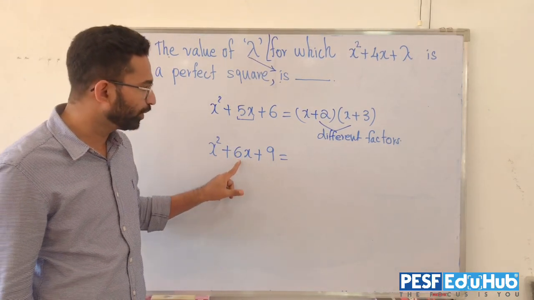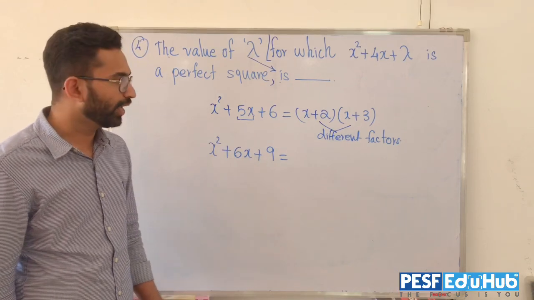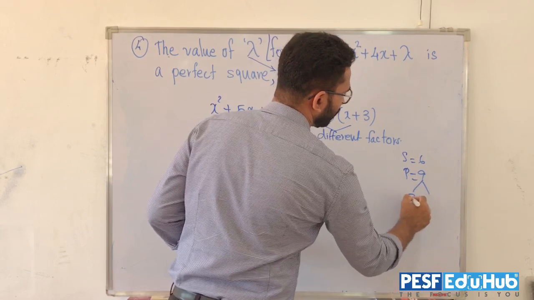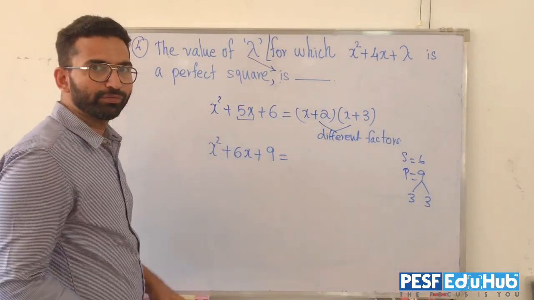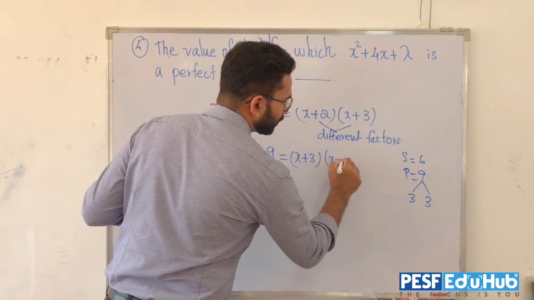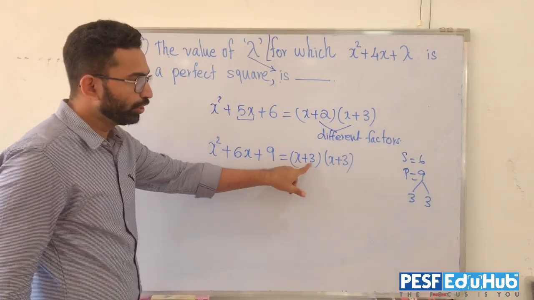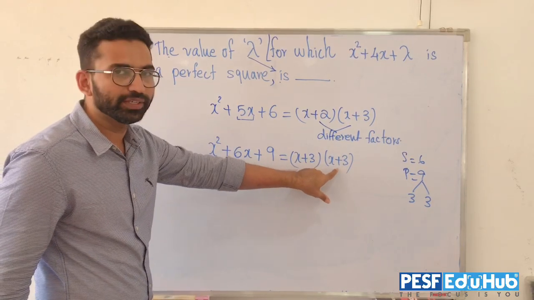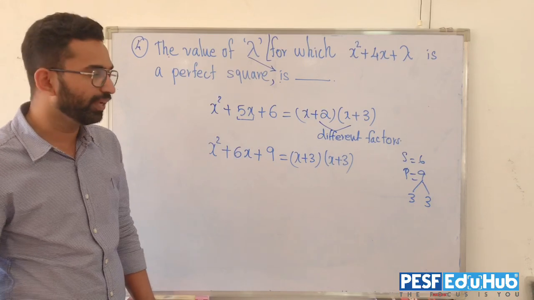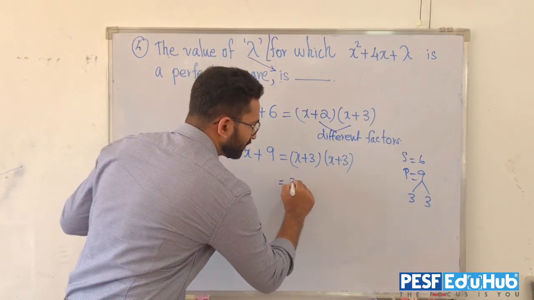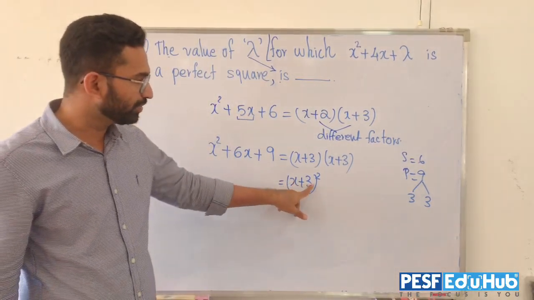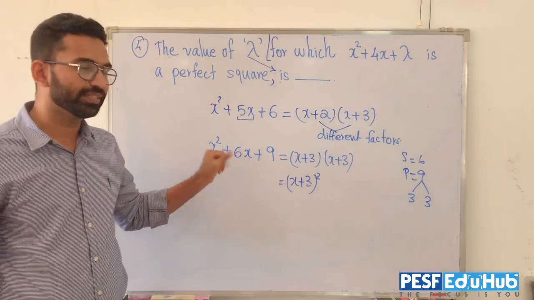So you will write sum equal to 6 and product equal to 9. Sum 6, product 9, you will get the numbers 3 and 3. Finally, when you solve, you will get x plus 3 and x plus 3. My dear friends, you got two factors. What about these two factors? Definitely these two factors are the same factor. So I can rewrite it as x plus 3 the whole square. Am I right? x plus 3 the whole square equals x square plus 6x plus 9.